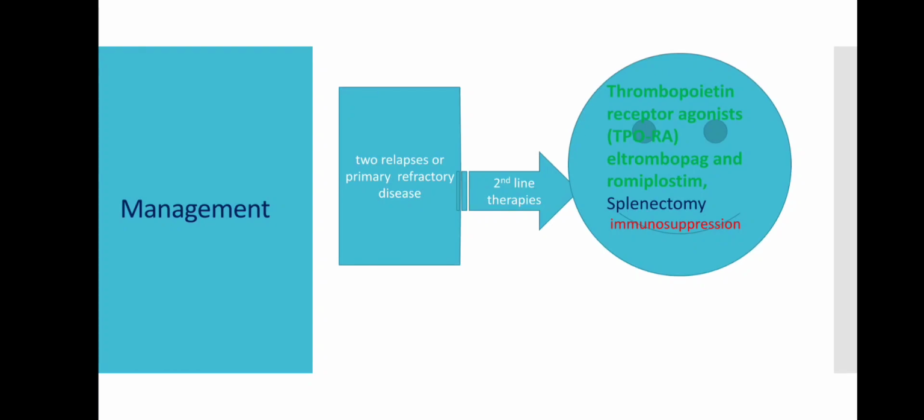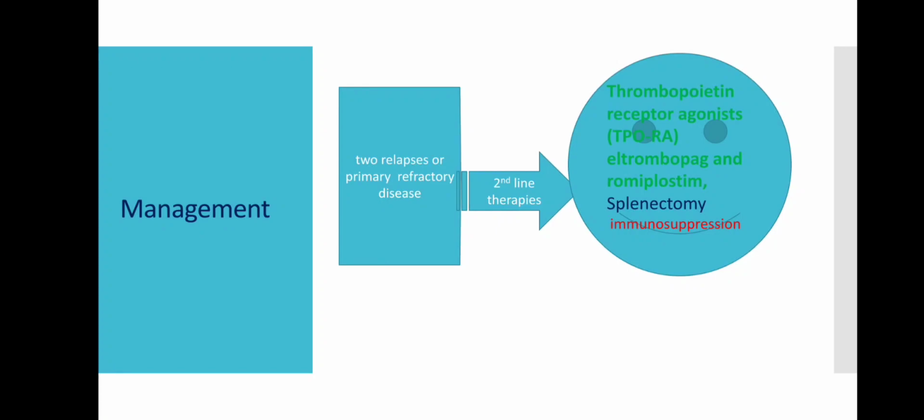So a simple thing to remember: firstly, if a patient presents to you with a platelet count more than 30 into 10 to the power 9 per liter, in that case you don't need any intervention. If the patient presents with spontaneous bleeding, then you have to give IV immunoglobulin and glucocorticoid. If the patient comes with one relapse, you have to treat with glucocorticoid. If the patient comes with potentially life-threatening bleeding, you have to treat with platelet transfusion. If the patient comes with two relapses or primary refractory disease, then you have to go for second line therapies.